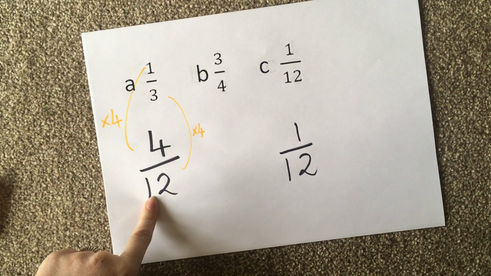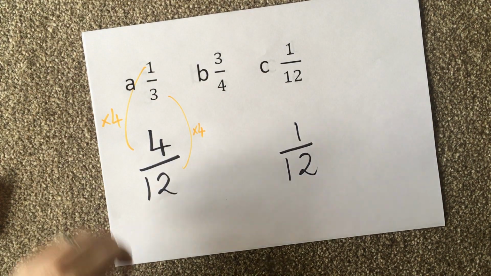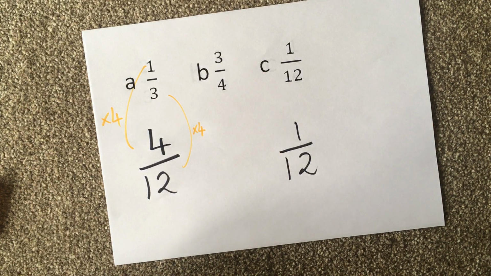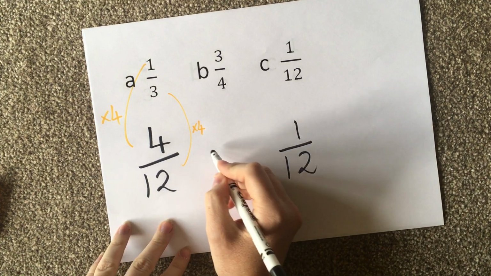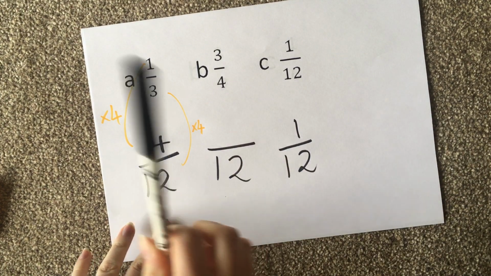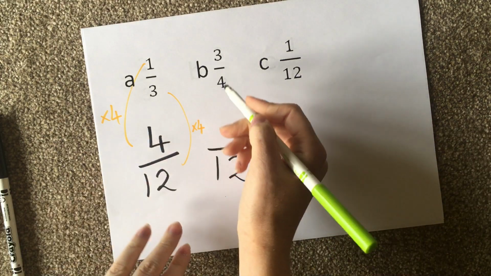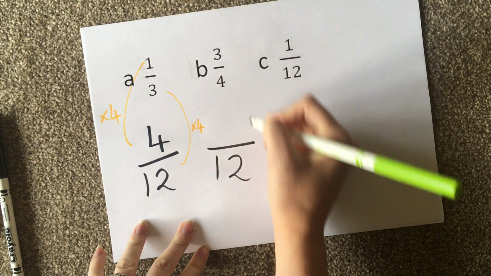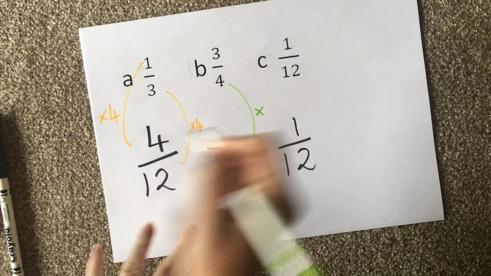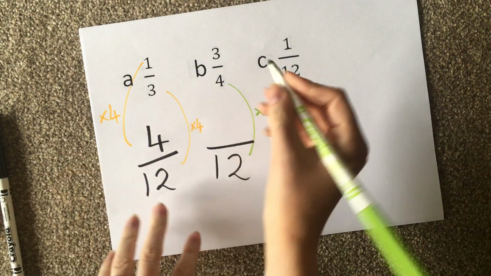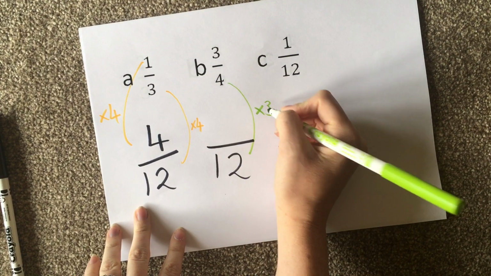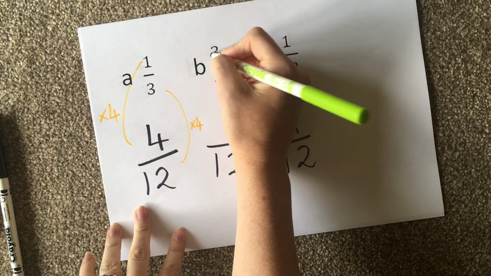So 3 times 4 was 12, 1 times 4 is 4. So 1/3 is the same as 4/12. Now for this one, I'm also trying to get to 12, but I start with 4. So to get from 4 to 12, can you see what I times by? I times by 3. So 4 times 3 is 12, and I have to do it to the top.